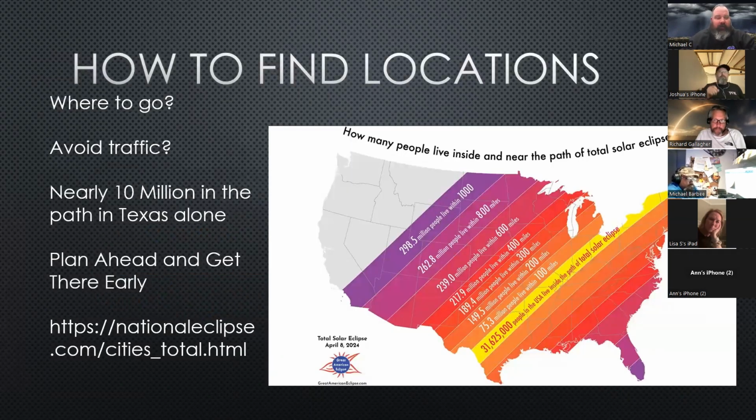So how do we find a location? Where do we go? How do we avoid the traffic? I've read recently they're expecting nearly 10 million people in Texas alone. This graphic here gives you an idea. There are 31 million people that live in the path of totality. There are nearly 300 million that are within 1,000 miles of that path of totality.